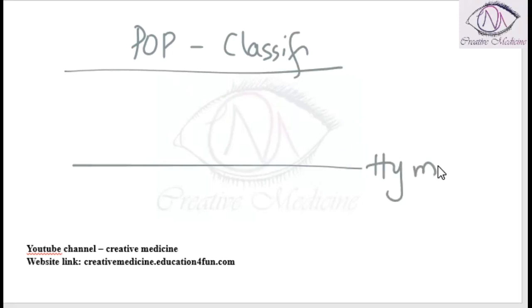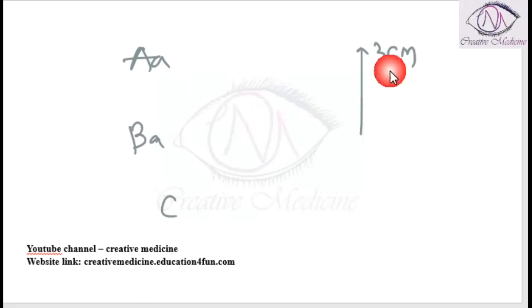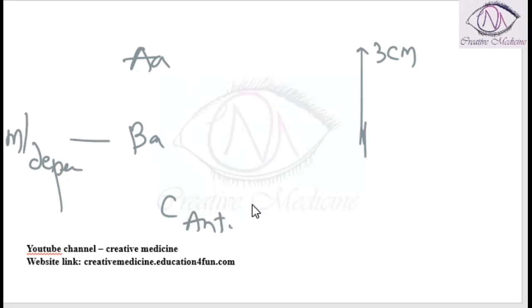Anterior wall of vagina, we have 3 points: AA, BA, and C. AA lies 3 centimeters above the hymen on the anterior wall of vagina. BA is a point which is the most dependent part of anterior vaginal wall between AA and anterior fornix. C is the anterior fornix.